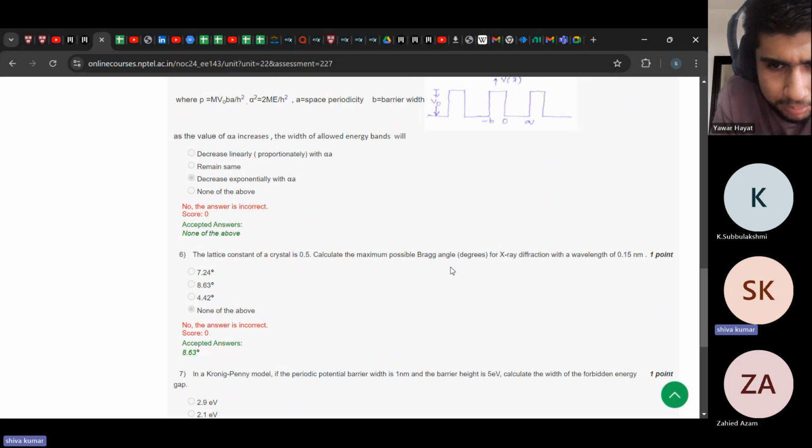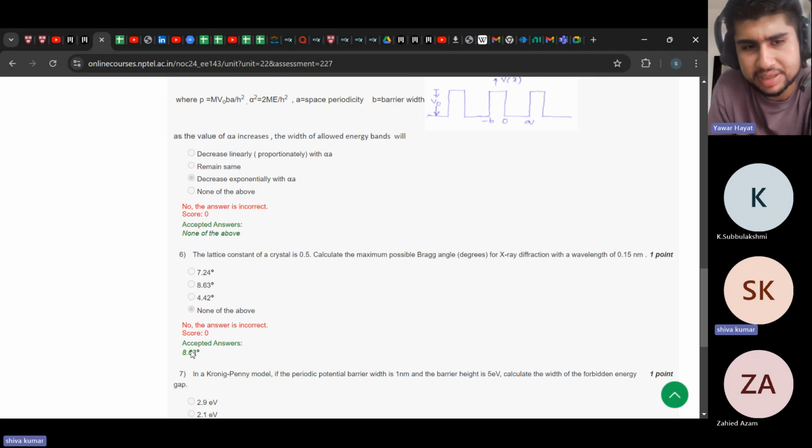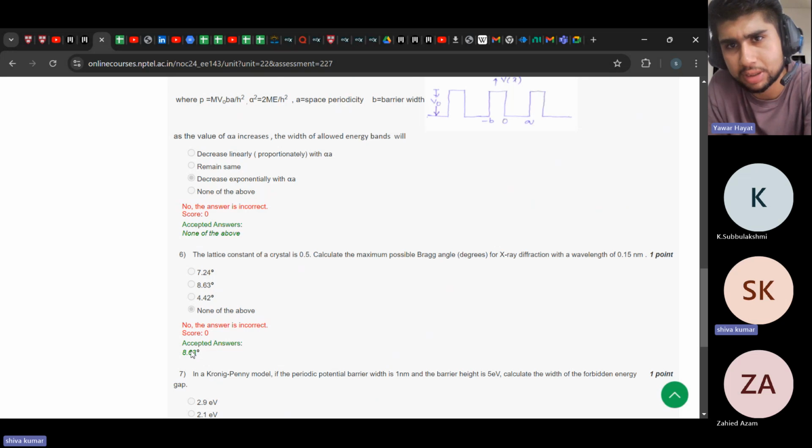They asked what is the maximum possible Bragg angle. So we have to change the value of n, so that at that value the maximum possible angle should come. But the answer given is 8.63. This is actually the minimum Bragg's angle that is coming. Okay, 0.5, 2d is equal to 1. I understood. Is there any other question apart from this one?